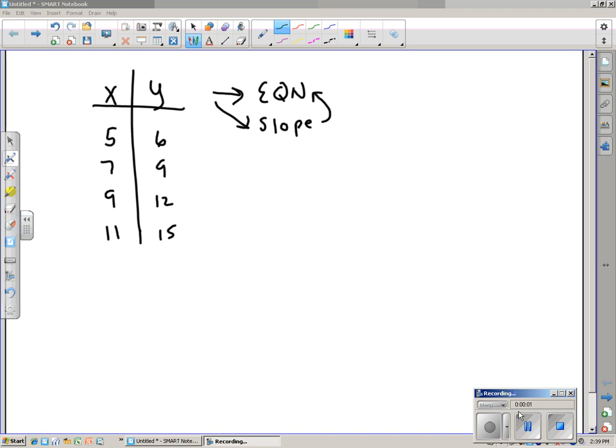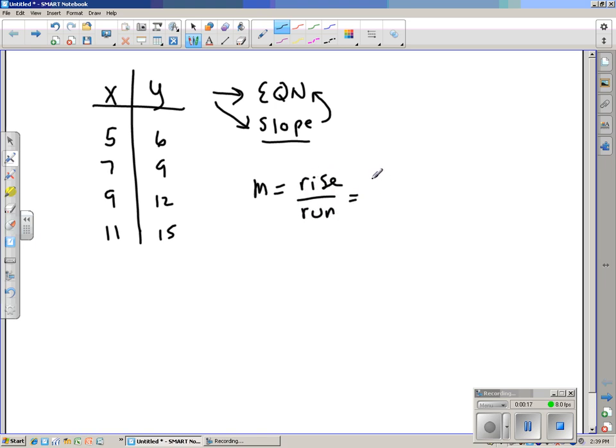For part of your homework, you're going to be given a table, and you have to go to the equation. But to get to the equation, you really need to find the slope. Remember, slope is equal to the rise over the run. Slope is also equal to the y2 minus y1 value over x2 minus x1 value.